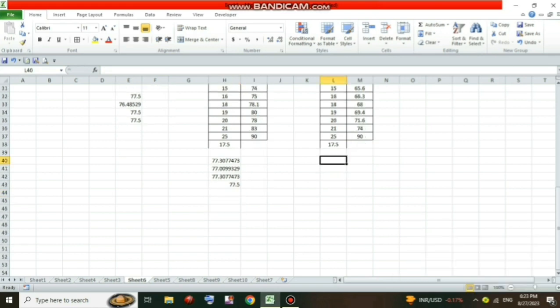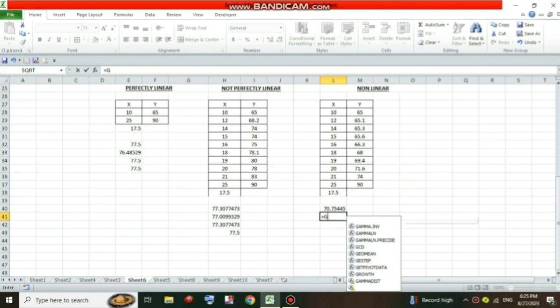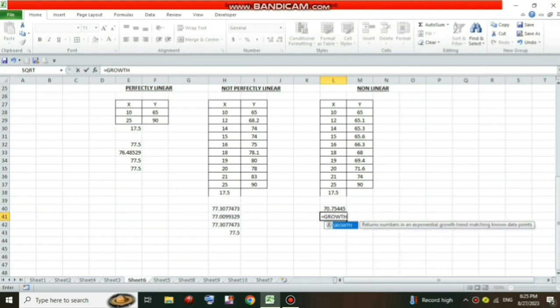So here let me try to use forecast. So forecast again, x is this, while known y's are this, while known x values are this. Okay, so let me try to do this using growth. Growth, known y values are this, while known x values are this, while the new x value is this.